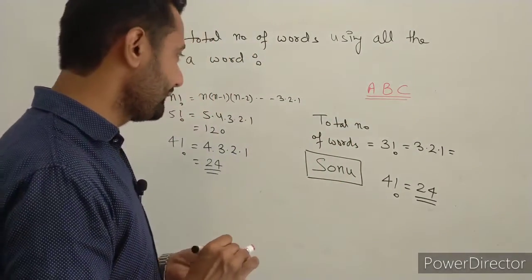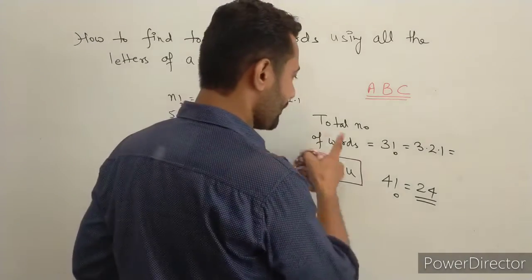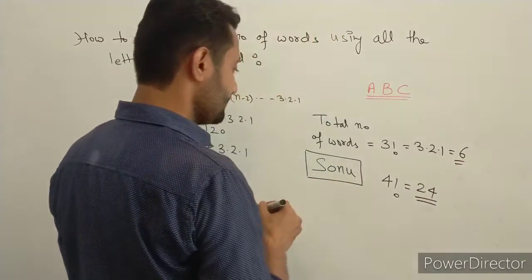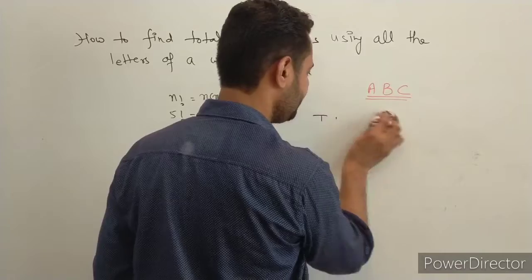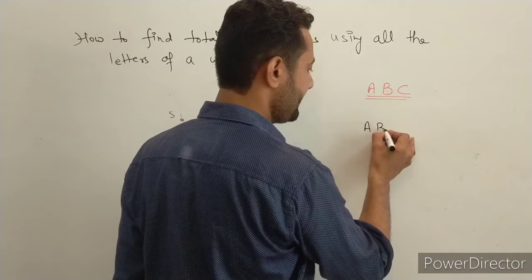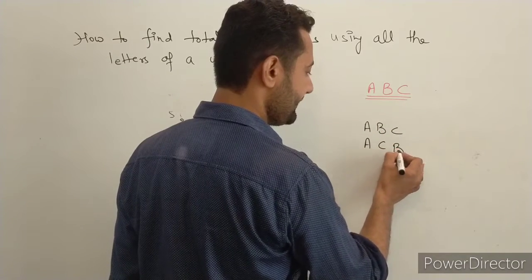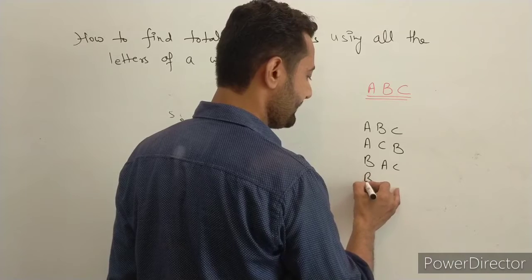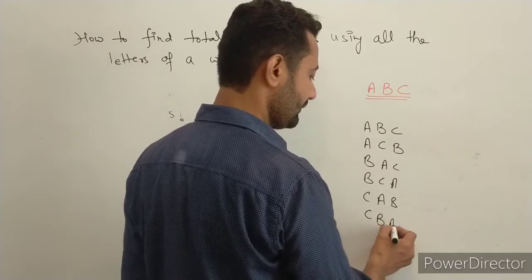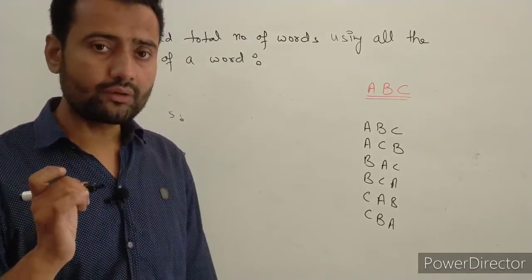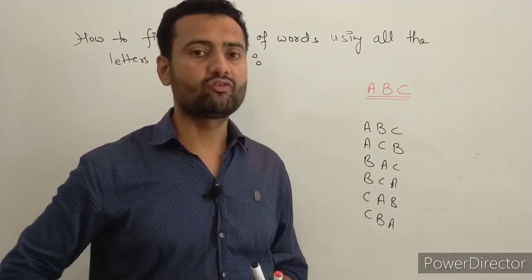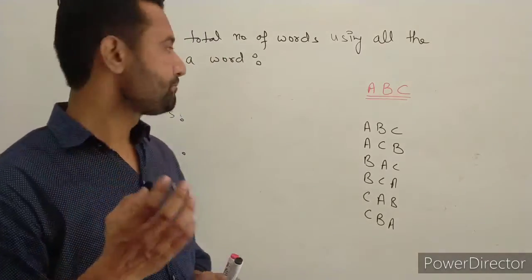If we see practically, then the total number of words will be 3 factorial, which means 6. These 6 words will be ABC, ACB, BAC, BCA, CAB, CBA. It is easy to show because these letters are only 3, but if it is 4 or 5 or 6, then it will be difficult.